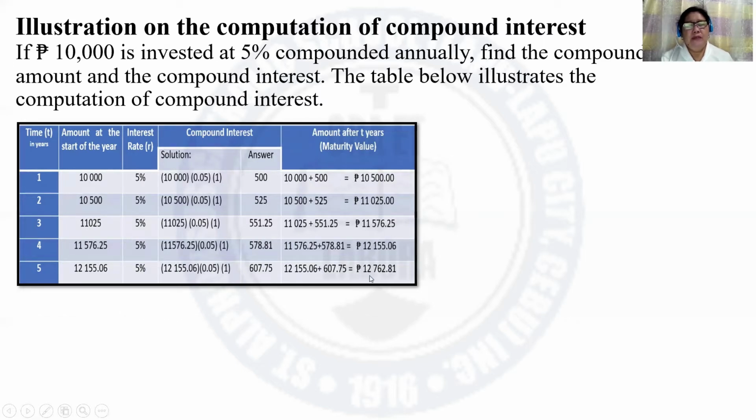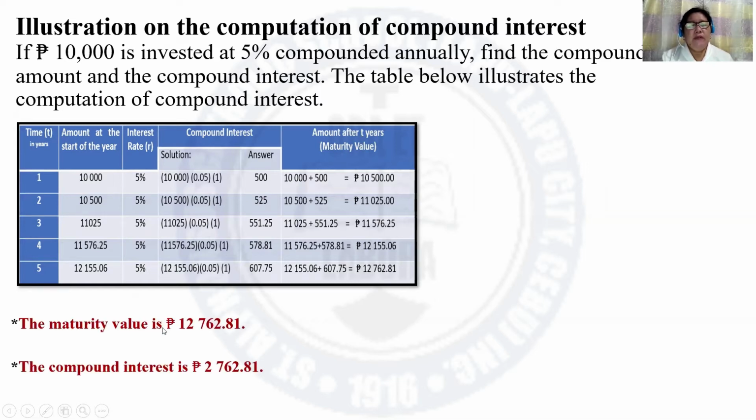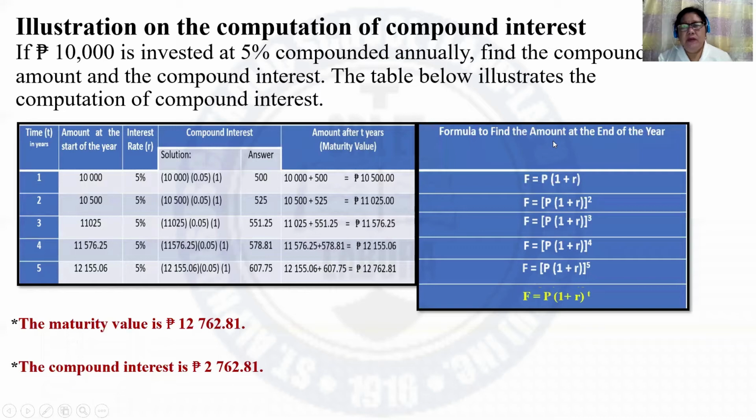On the fifth year, we have 12,762.81. The maturity value is 12,762.81, and the compound interest is 2,762.81 pesos. Now, you can use also this formula to find the amount at the end of the year. For the first year, you use this formula. For the second year, third year, fourth year, and for the fifth year. And this is the formula if you would like to compute for the maturity value or the compound amount.